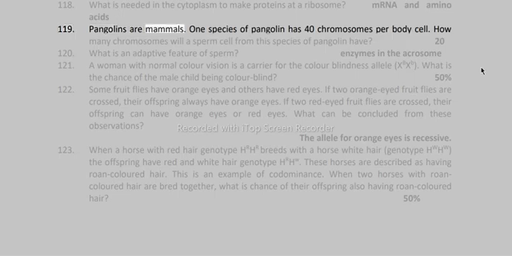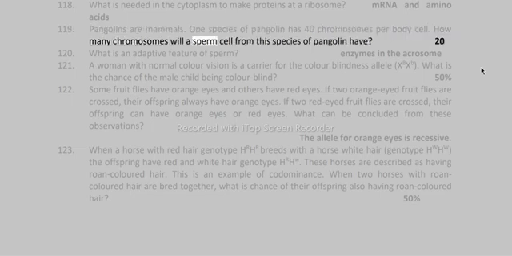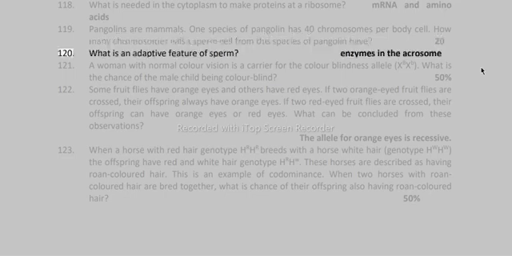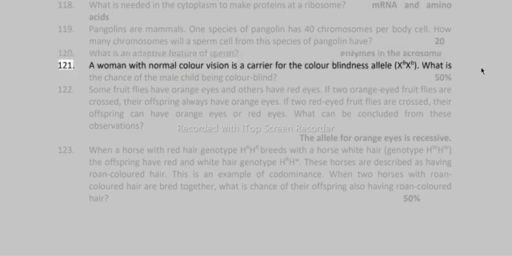119. Pangolins are mammals. One species of pangolin has 40 chromosomes per body cell. How many chromosomes will a sperm cell from this species of pangolin have? 120. What is an adaptive feature of sperm? Enzymes in the acrosome.